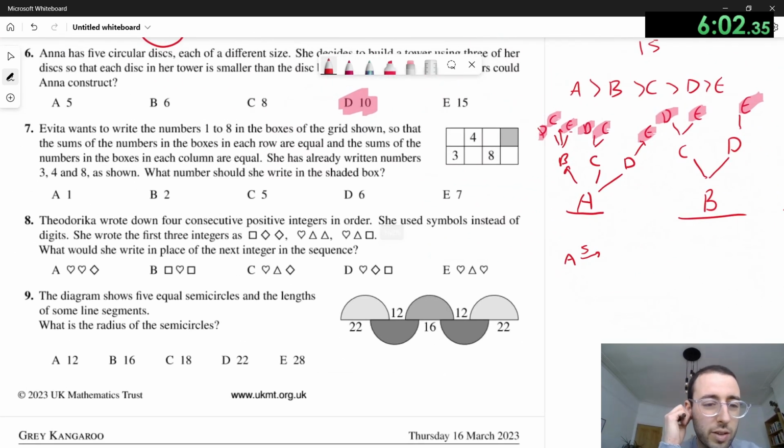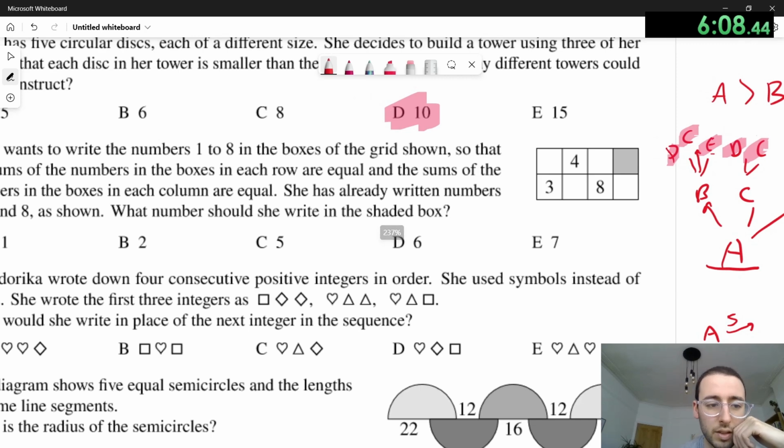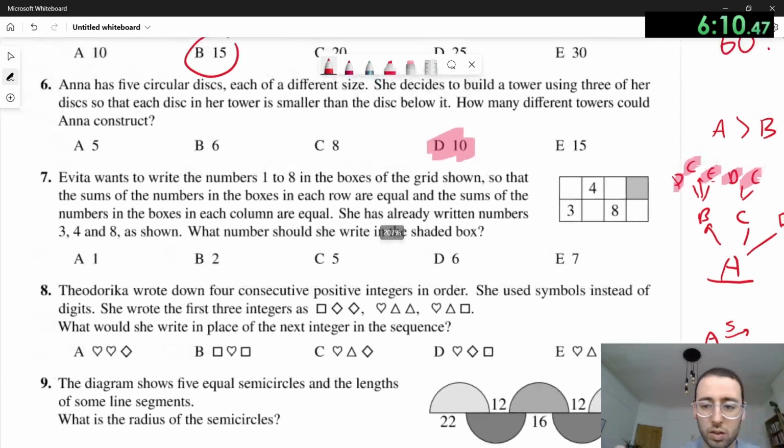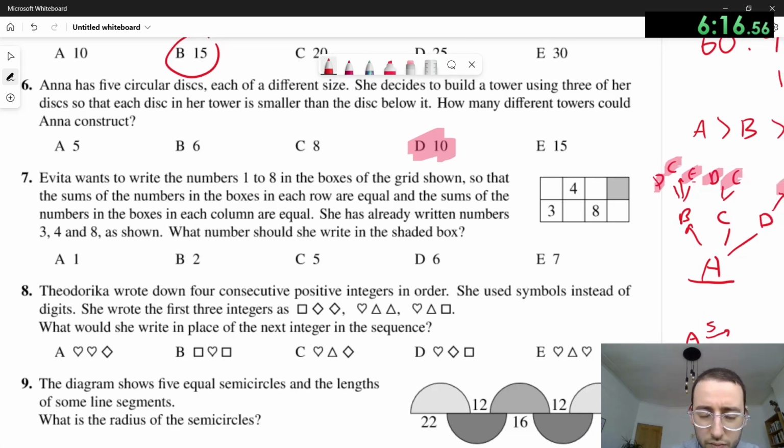Okay, Avita wants to write the numbers 1 to 8 in the box grid below, so that the sums of the numbers in each row are equal. Let's write the numbers 1 to 8 so that the sums are equal in each row. So that's A, B, C, D, E, and that is M, and M, and that is N.